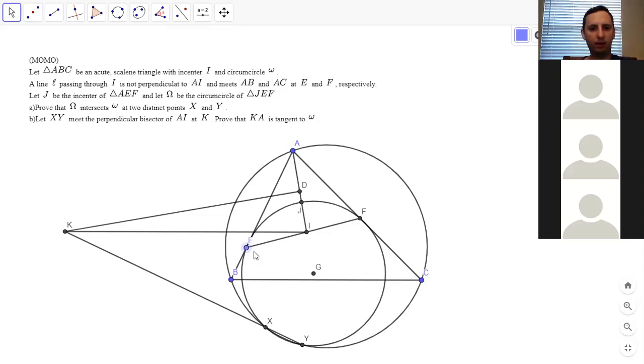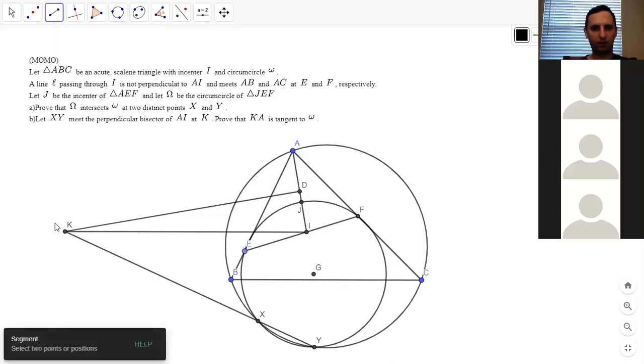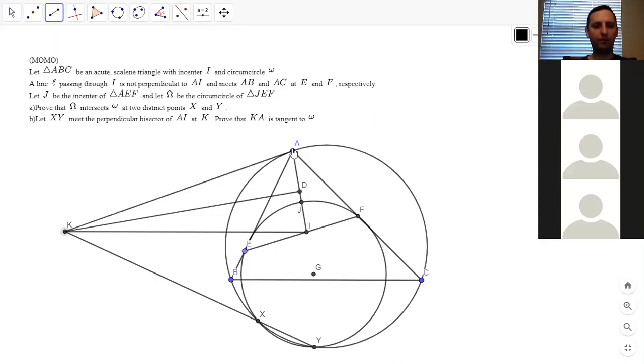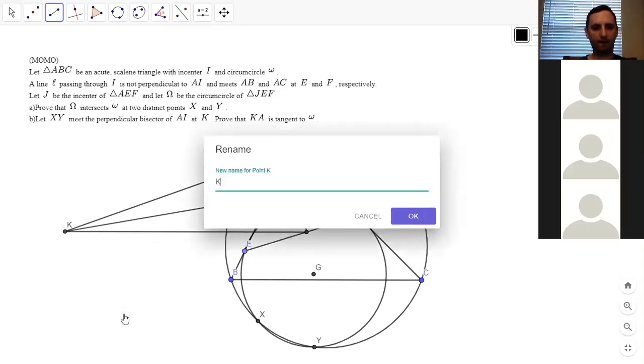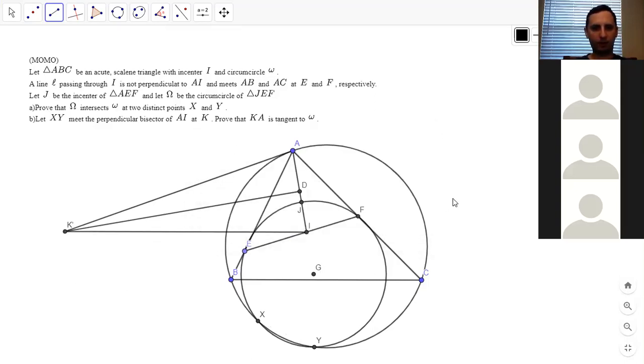K. Yeah, it looks like K is a fixed point. So we could define K to be the intersection of the tangent at A with the parallel through I. Yeah, I like that. And then we want to show that K, X, and Y are collinear. So I'll call it K prime. So we want to show that K prime, X, and Y are collinear.